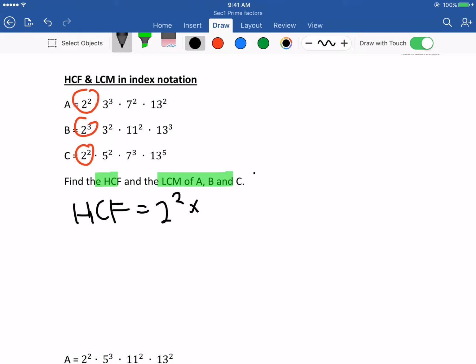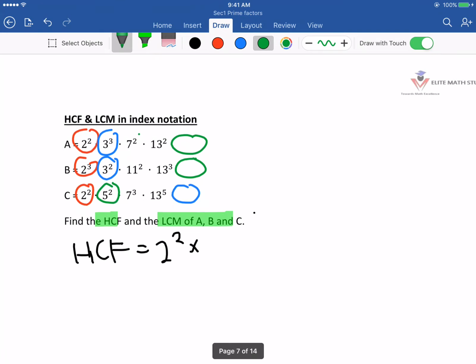Times, let's look at the next one. We look at 3 to the power 3, 3 to the power 2, and nothing. So which one do you take? You take nothing. Next one, 7 above 2, we look at base 5 first. 5 above 2, nothing and nothing, because there are no base 5 here, so we take nothing.